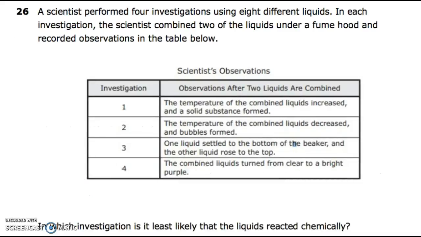Number 26. A scientist performed 4 investigations using 8 different liquids. In each investigation, the scientist combined 2 of the liquids under the fume hood and recorded observations in the table below.